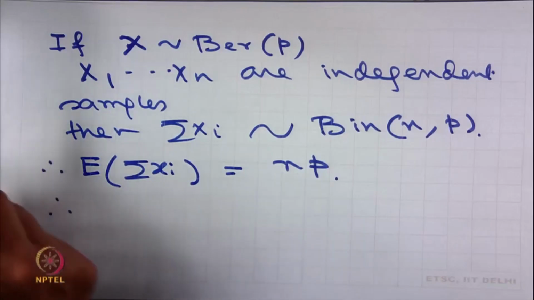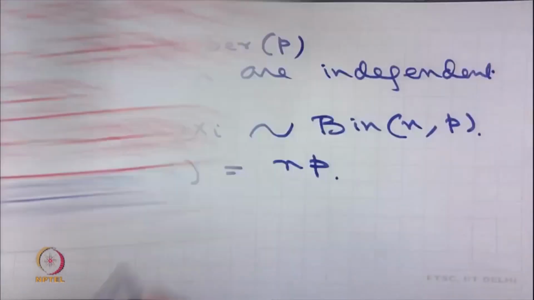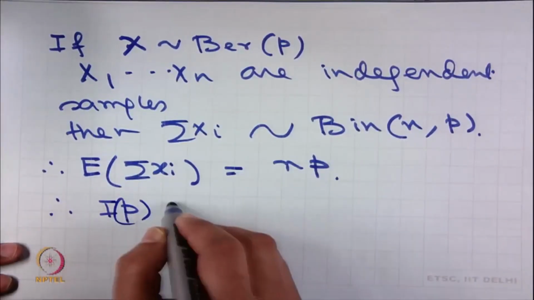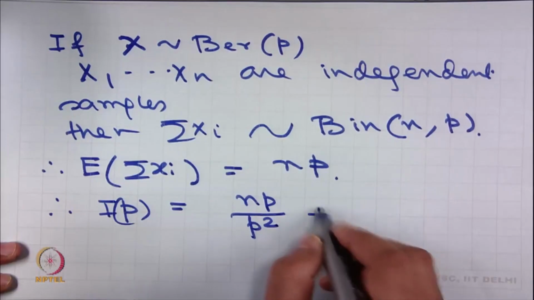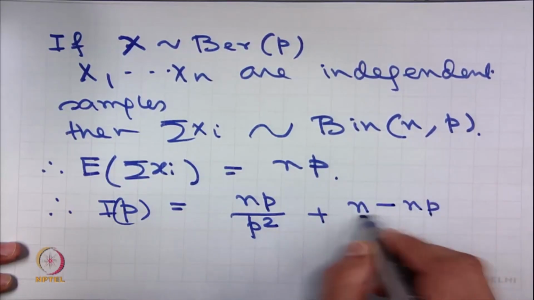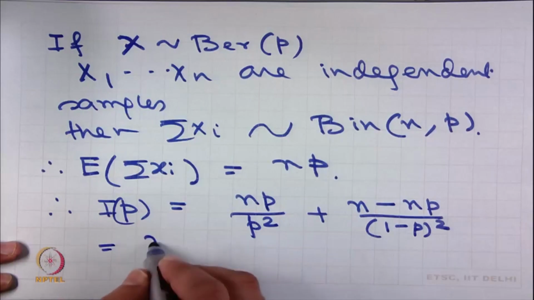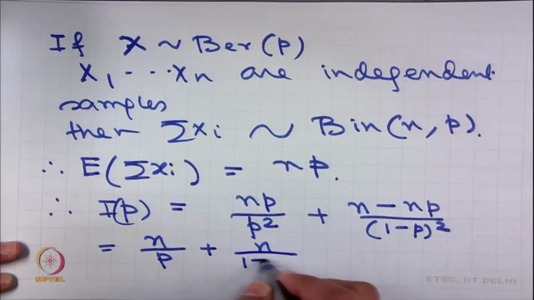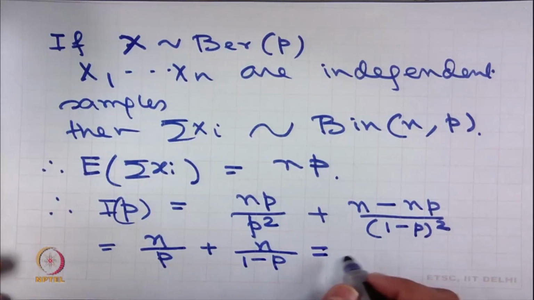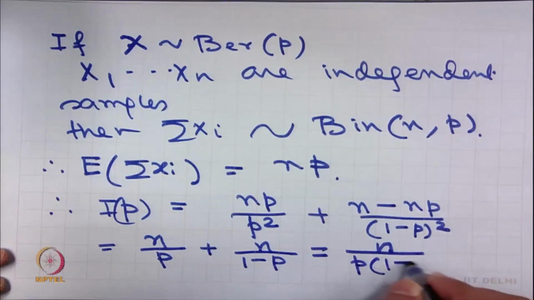Therefore, using the linearity, we can write I p is equal to n p upon p square plus n minus n p upon 1 minus p whole square, which is equal to n upon p plus n upon 1 minus p, which is equal to n upon p into 1 minus p.